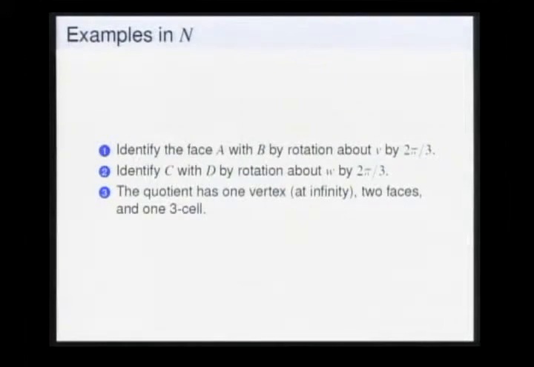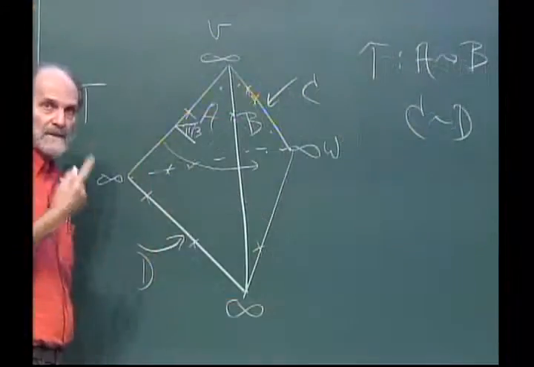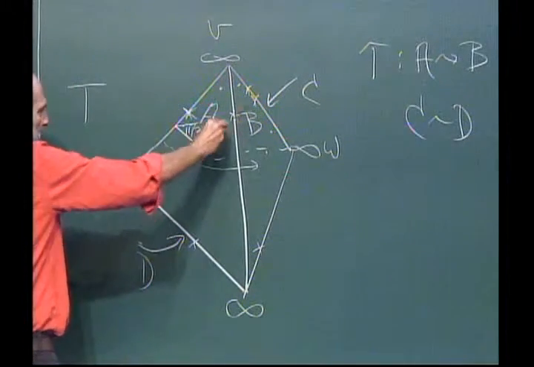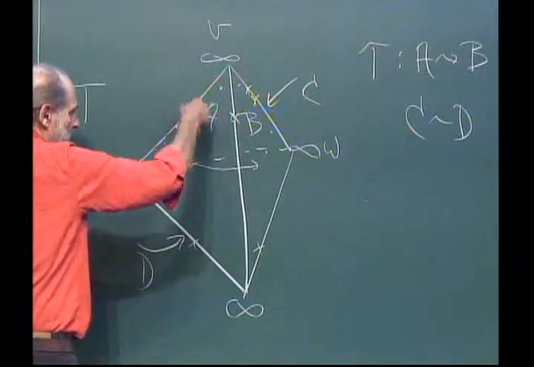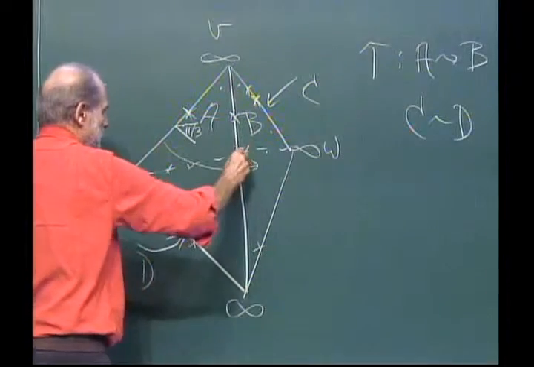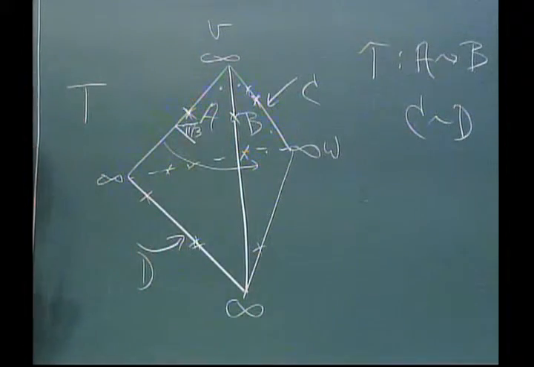Think about the quotient. This quotient has 1 vertex at infinity. It's not in this space because all the vertices are identified. 2 faces and 1 3-cell. The 2 faces are the faces that come from identifying A with B and C with D. That's 2 faces in the quotient. And there's only 1 edge in the quotient because this point is identified with this point by this rotation, which is identified with this point. Now I rotate around W. This point goes here, and then this point goes here. So there's 1 edge.